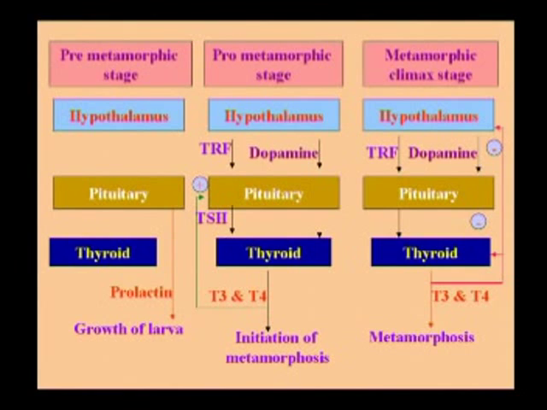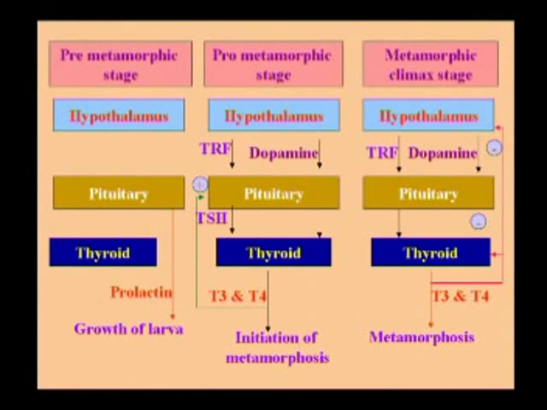Simultaneously, during the pro-metamorphic stage, the hypothalamus releases a hormone-like chemical substance, the thyrotrophin releasing factor, otherwise called thyroid stimulating hormone releasing factor.